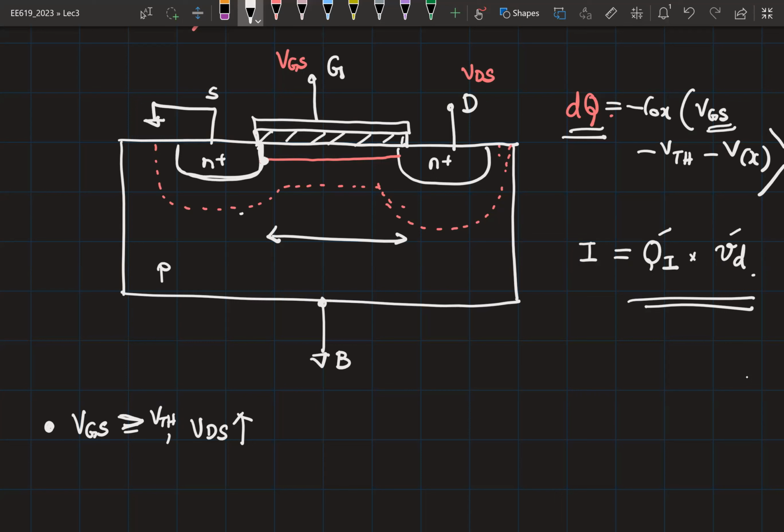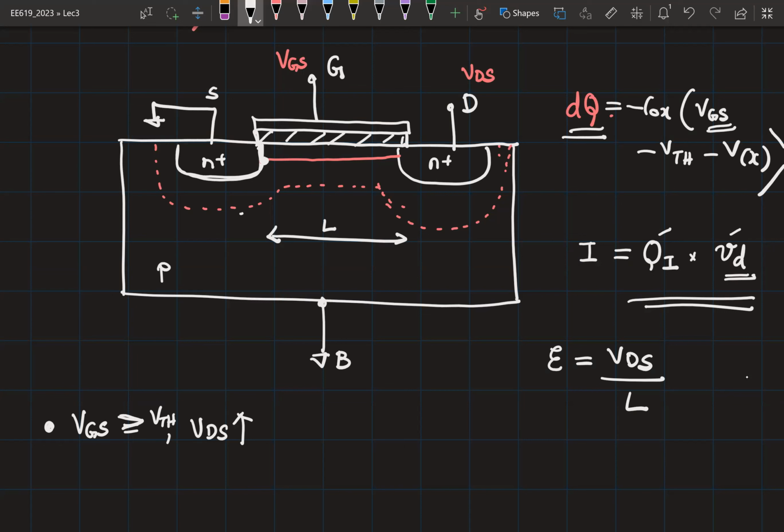What comment can you make about the electric field in the channel? It will increase, right? So if the channel length is L, on an average, I can say that the electric field will be equal to the applied lateral potential divided by the length. So if I increase the VDS, the electric field will increase, which means that the drift velocity will also increase. Therefore, you can expect the current also to increase. So if it's in linear region, you increase VGS, current increases. You increase VDS, current increases.